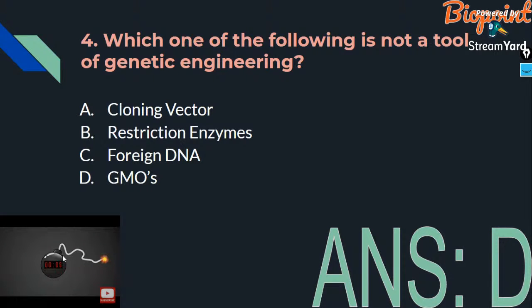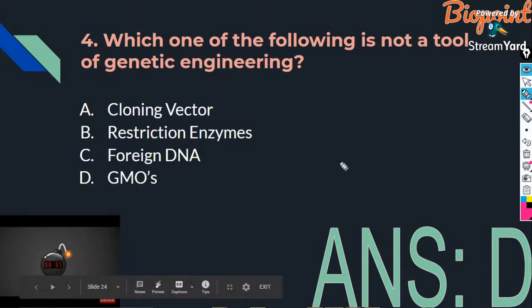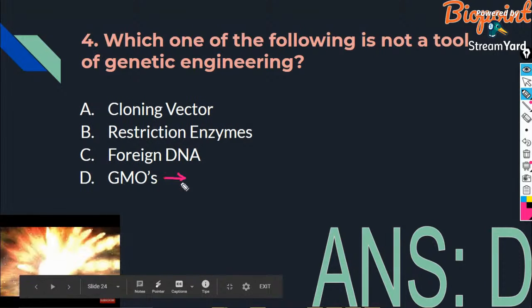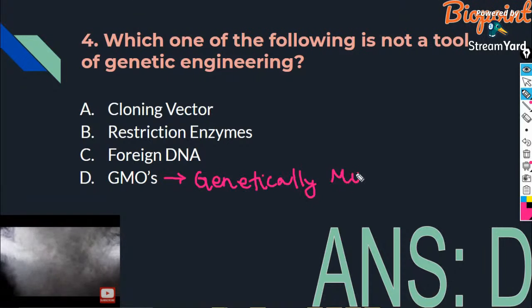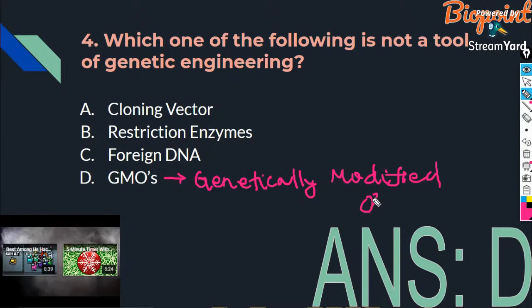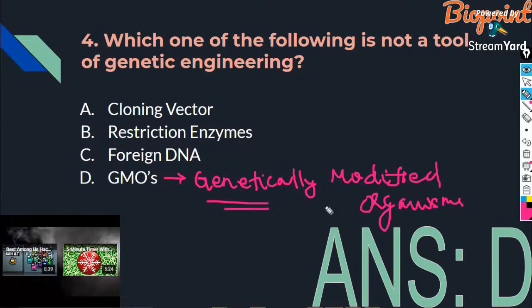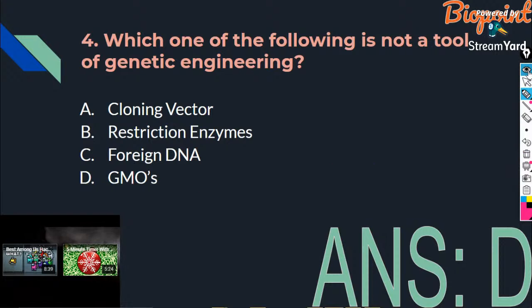What do you mean by GMOs? Genetically modified organism. Okay, genetically modified organism. Clear? GMOs is genetically modified organism. So the correct answer is option number D.